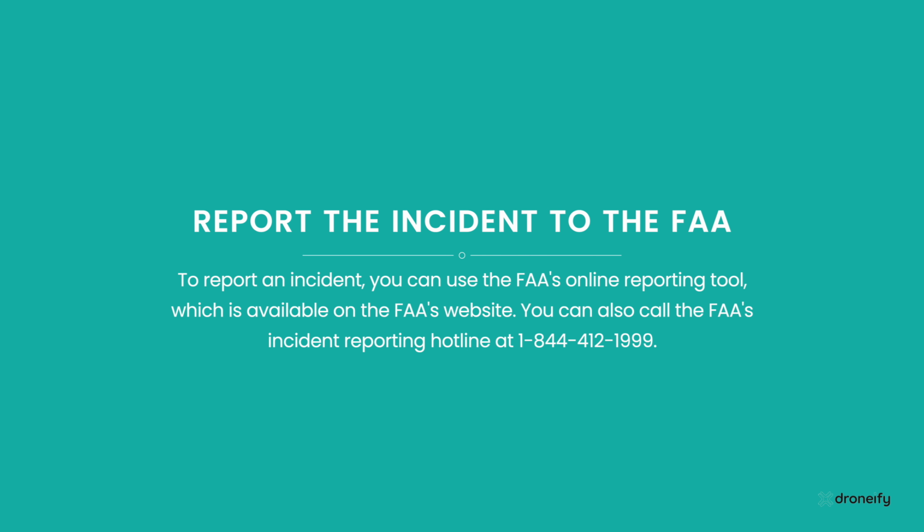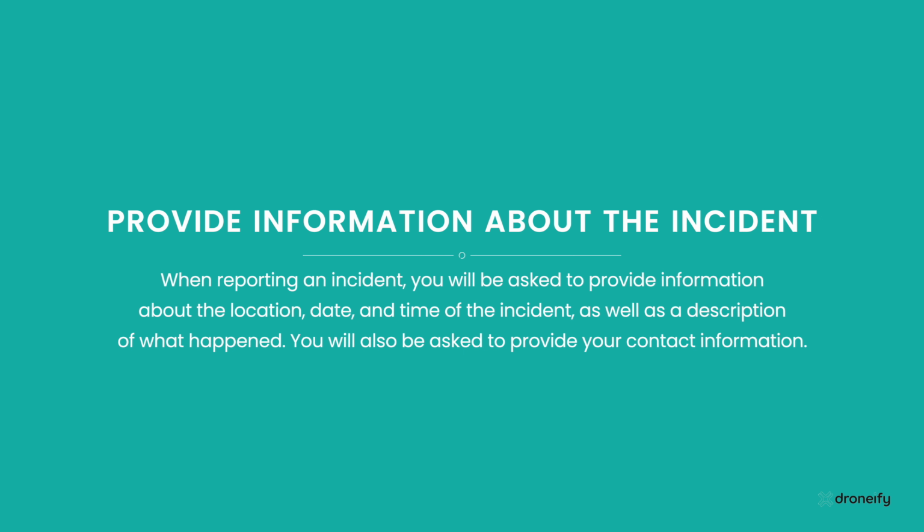To report an incident, you can use the FAA's online reporting tool, which is available on the FAA's website. You can also call the FAA's incident reporting hotline at 1-844-412-1999. Provide information about the incident. When reporting an incident, you will be asked to provide information about the location, date, and time of the incident, as well as a description of what happened. You will also be asked to provide your contact information.